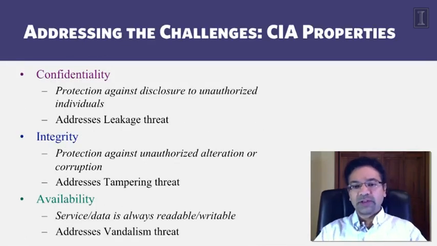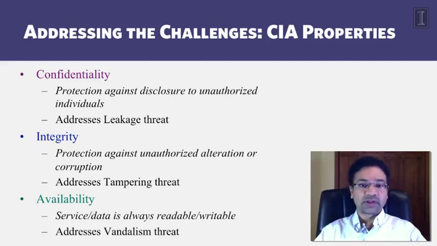So how do you address these challenges? Well, there are three properties that secure systems typically try to provide. These are known as the CIA properties. They stand for confidentiality, integrity, and availability. Confidentiality essentially says that you're protected against disclosure of your data to unauthorized individuals. This addresses the threat of leakage.